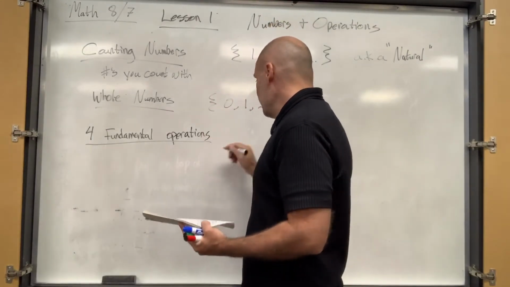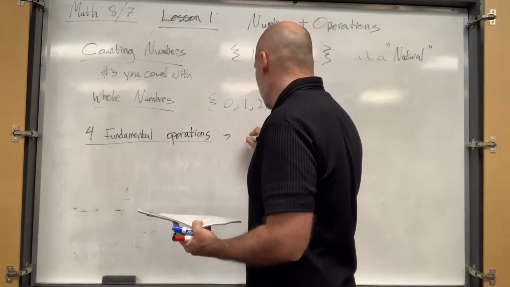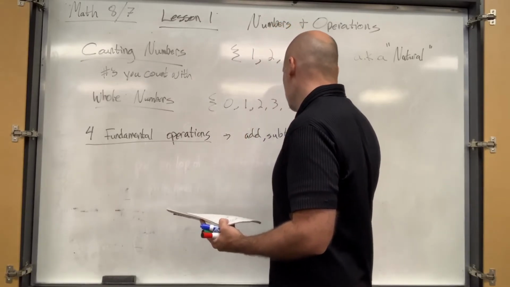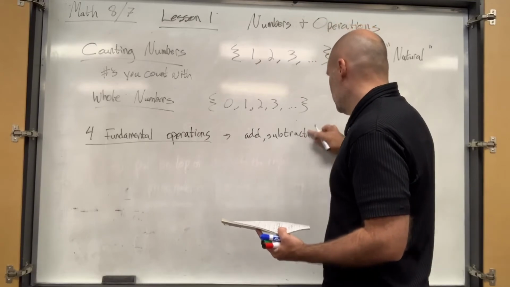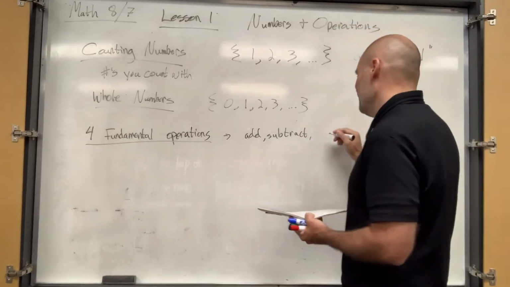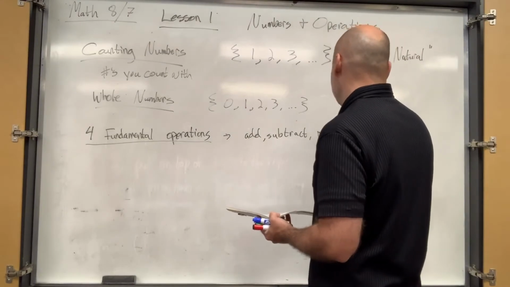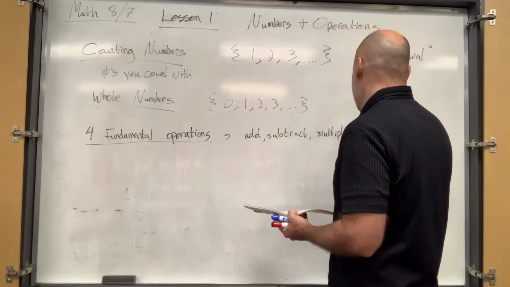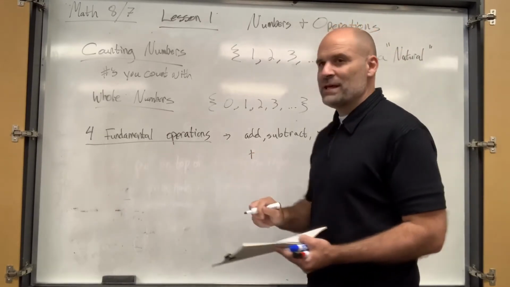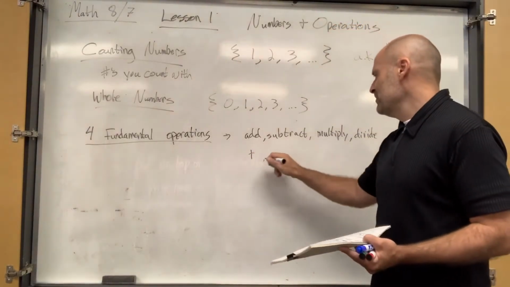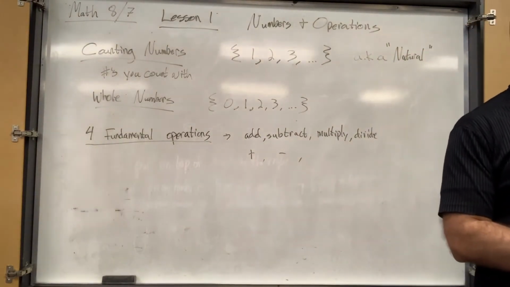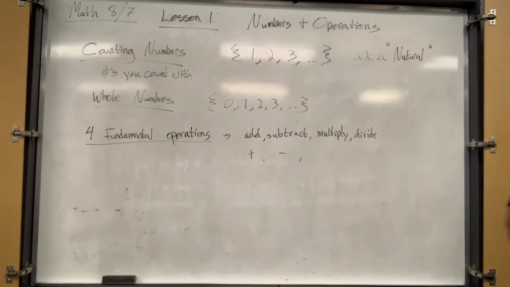Yeah, four fundamental operations. So we're going to call it addition, subtraction, multiplication, division. Add, subtract, or plussing, that's what the cool kids are saying. So, multiply, divide. And you guys know the symbols for that? Add, it's the plus sign. Subtract, it's the minus sign. And then there are a couple of symbols for multiplication. Do you guys know them?